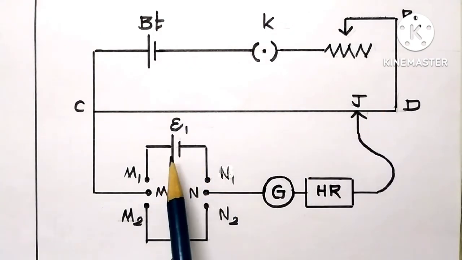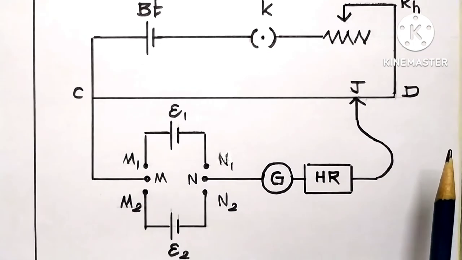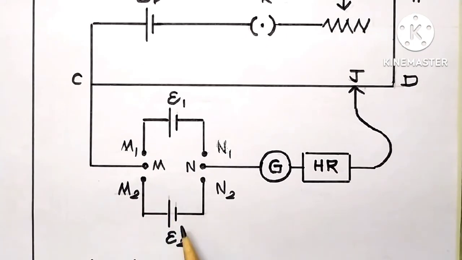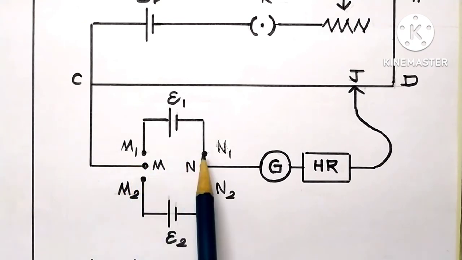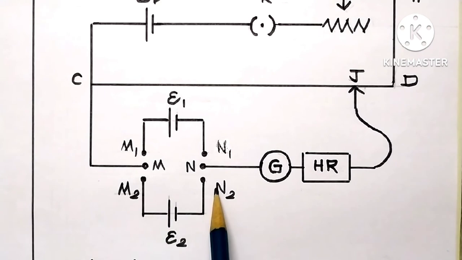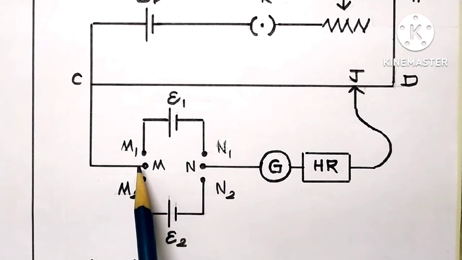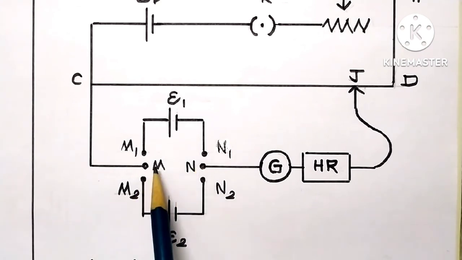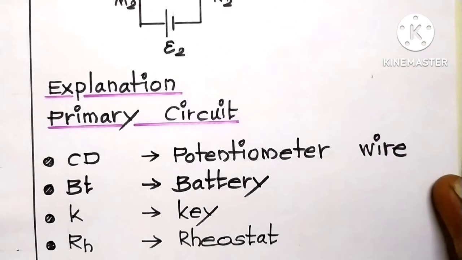The EMF of this cell is E1 and the EMF of this cell is E2. And these 2 terminals are M1 and N1, and these 2 are M2 and N2, and the terminals at the centers are M and N. Now let us see the explanation.